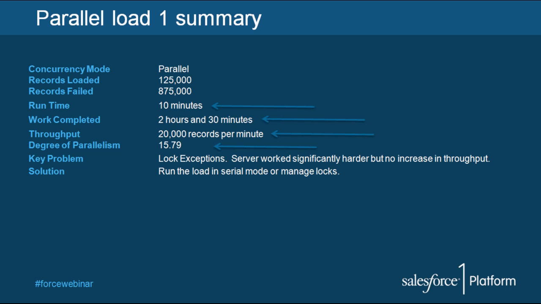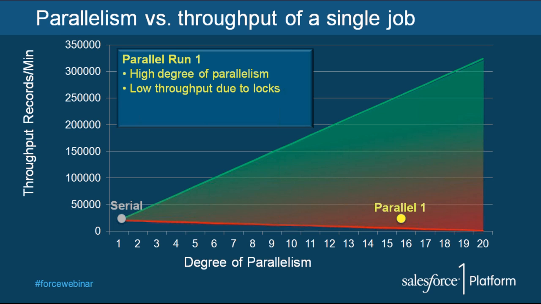That extra amount of work that was necessary is largely due to the fact that there's a lot of locking, as well as the retry logic that was automatically implemented to work around the locks. For the records that did load and the degree of parallelism that we had, it works out to around 20,000 records per minute on average, and a degree of parallelism somewhere around 16. The key problem we have to deal with here is these lock exceptions. But before we do that, let's plot this next load on our graph and see where it lines up. Hey, Steve, look, our numbers came back. Yeah, it looks like the axes are showing up now.